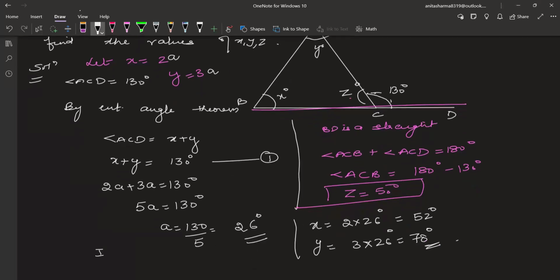Even you can verify your answer in triangle ABC. 52 degrees plus 78 degrees plus 50 degrees equals 180 degrees. X plus y is 130, right? And that is 50. So you will get 180, right, children? Yes, ma'am. All have understood? Please show me a thumbs up, children.